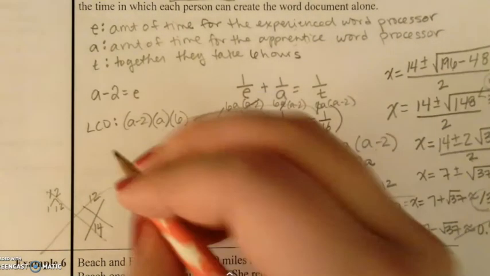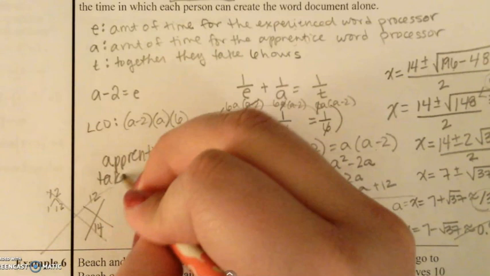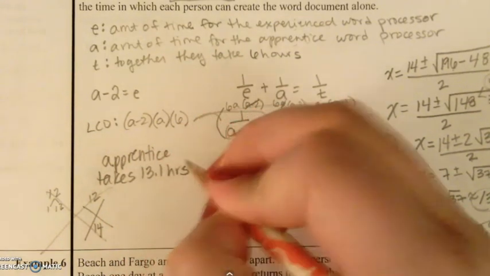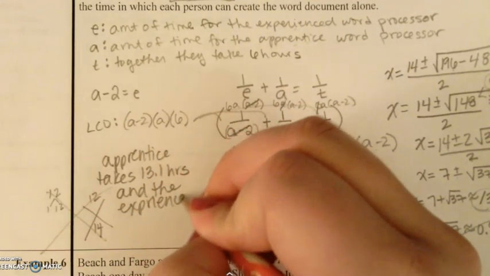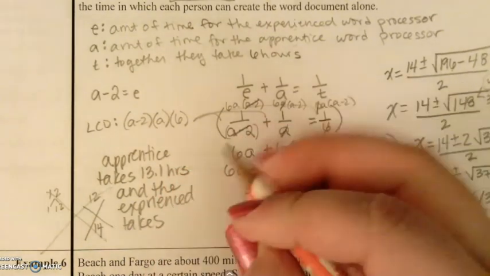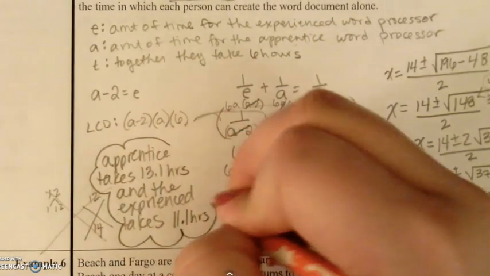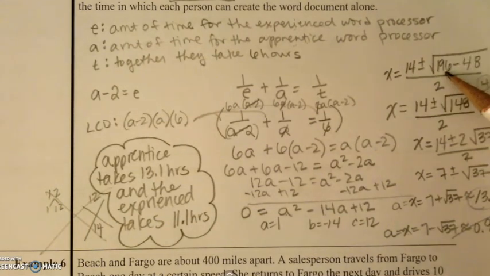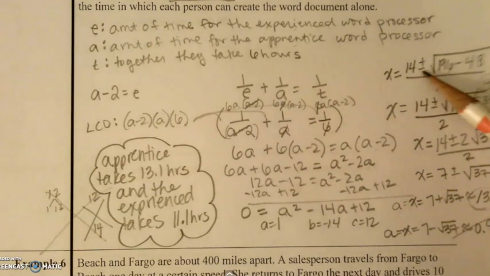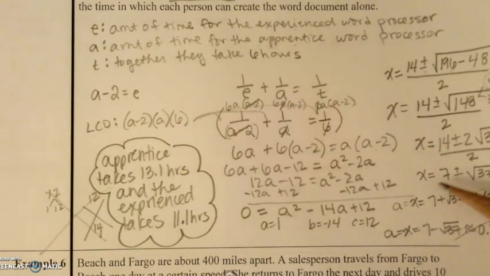And so we know that the apprentice takes 13.1 hours, and the experienced takes 2 hours less than that, would be 11.1 hours. Okay, so again, you could type it into your calculator all the way back here, okay? But remember, the plus and minus are two different calculations, and then you have to be careful with your parentheses, okay? Or you can simplify by hand, and this is much easier to type into your calculator.